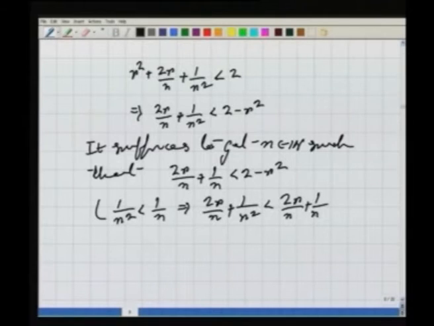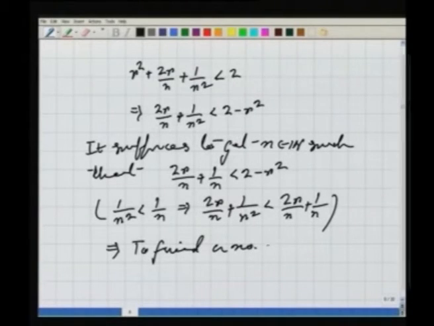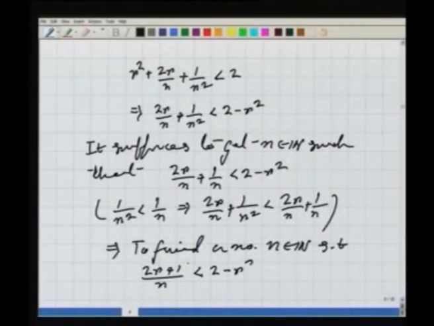Now, if I can find an n such that twice R by N plus 1 by N is strictly less than 2 minus R square, because of this inequality, it will trivially follow that twice R by N plus 1 by N square is strictly less than 2 minus R square. So, that is good enough. That means I have to find a natural number n such that (twice R plus 1) divided by N is strictly less than 2 minus R square.